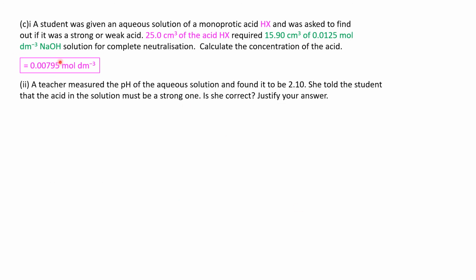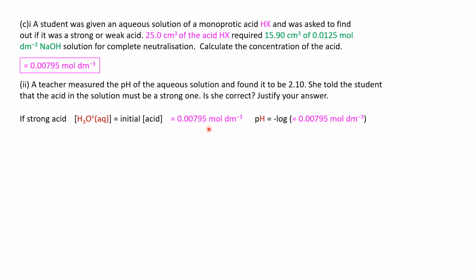There's the number there in case you forgot it. A teacher measured the pH of the solution and found it to be 2.1. She told the student the acid in the solution must be strong. Is she correct? Justify your answer. Well, if it's a strong acid, that means that all of the original acid dissociated. So therefore, 0.00795 moles per cubic decimeter would have been the concentration of the H3O+. pH is minus the log of that, which is 2.1. So therefore the teacher is correct.